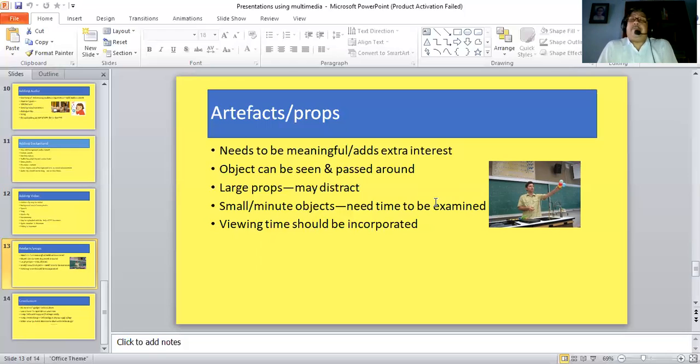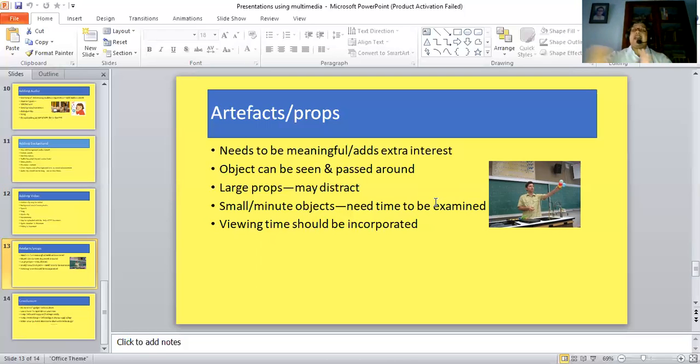Again, if I have two small objects, let's say I'm talking about the properties of various metals, so I have pieces of quartz and mica. So I can show them, or I can put them on a plate or a dish and pass them around. But if I have a very large audience, each time I show them something like that and pass it around, it will take time.